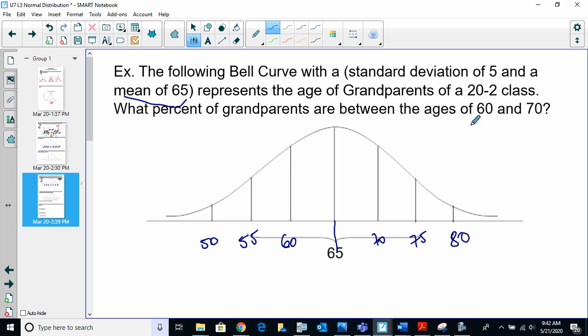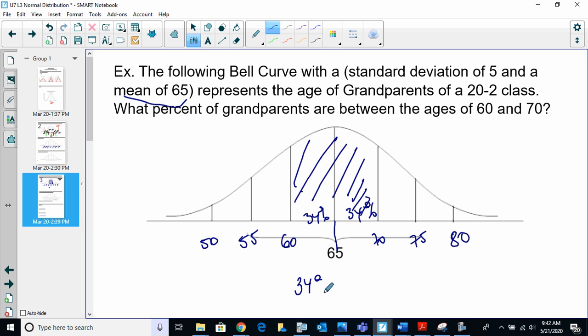Now we are looking for between 60 and 70, which means this area here. At what percentage? Each of them is 34%. So both sectors will be 34% times 2, equal to 68%.